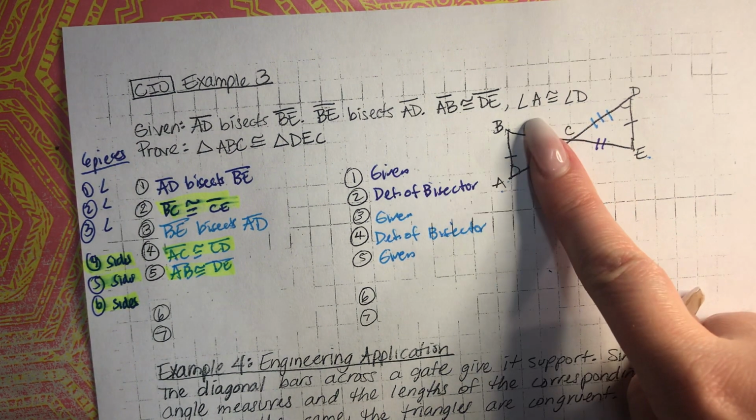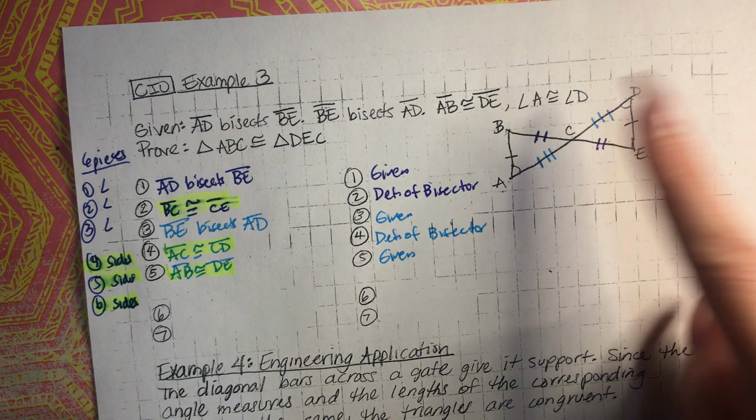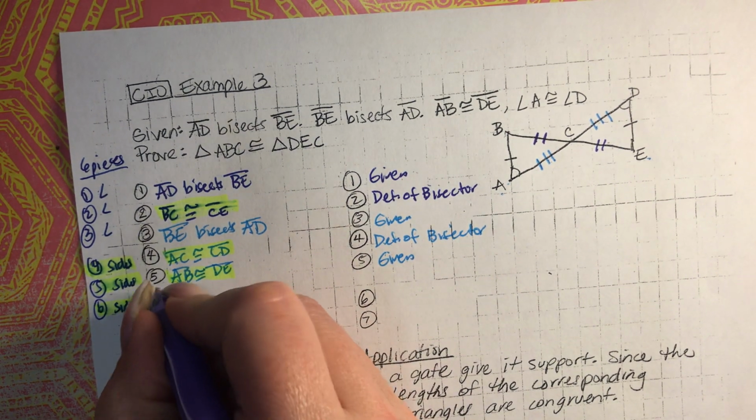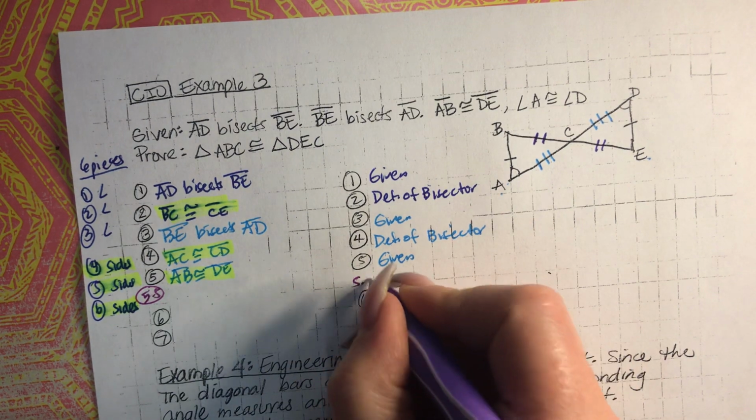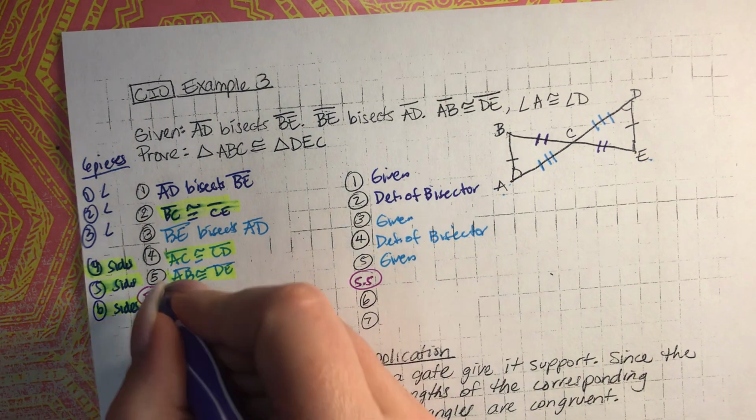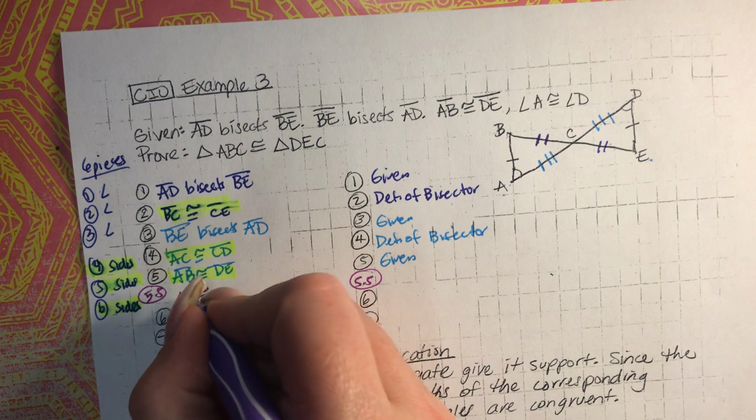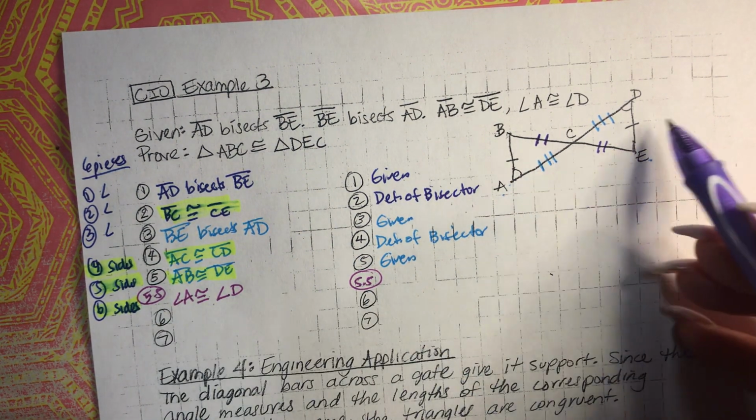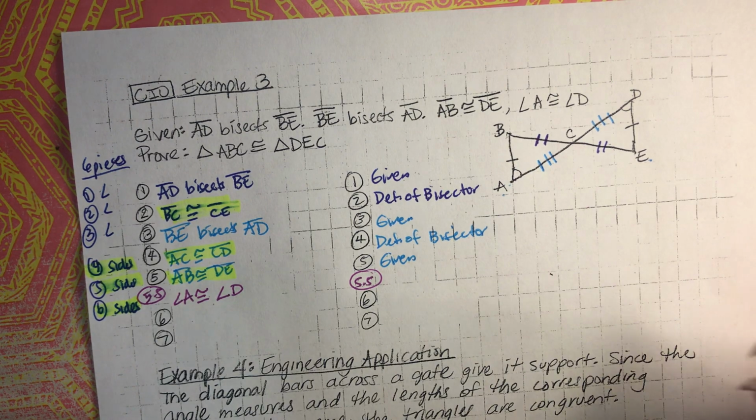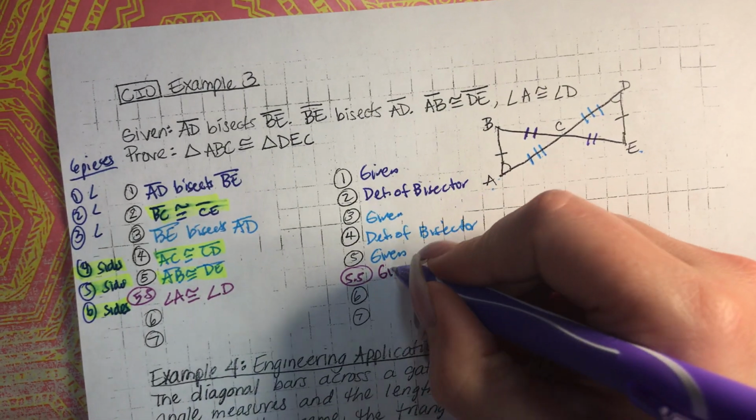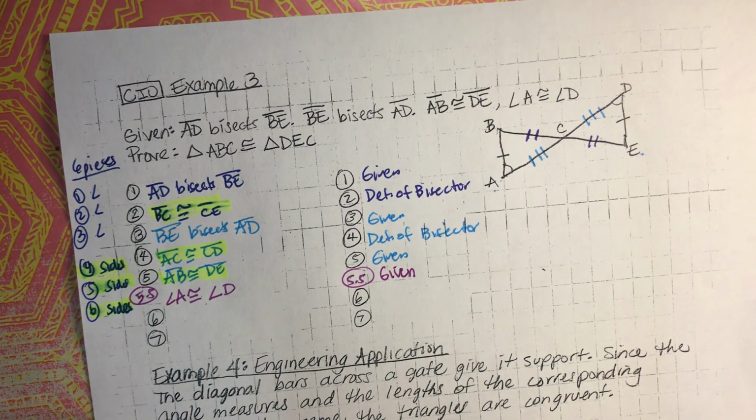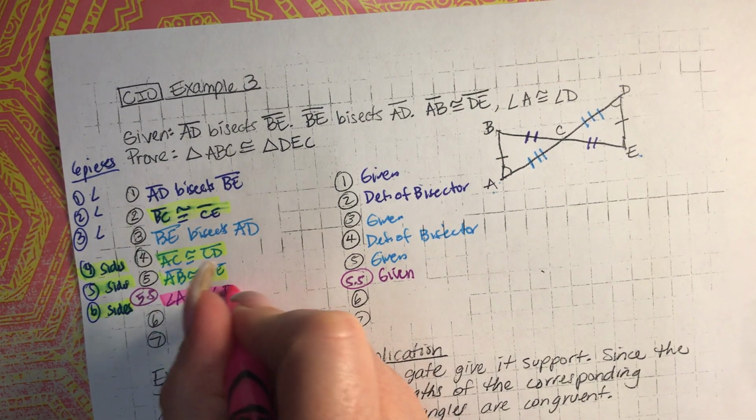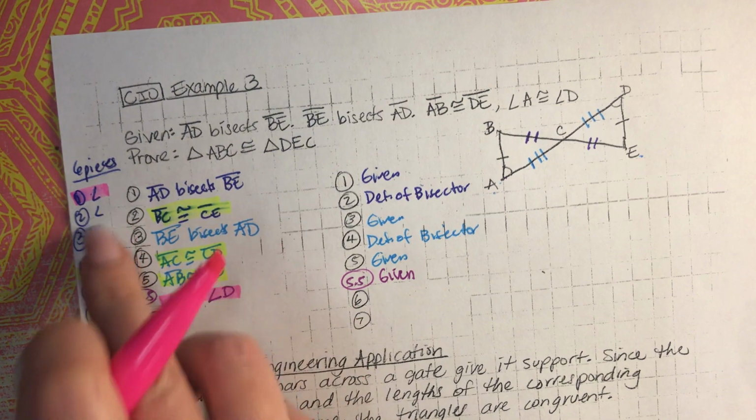What's the next piece it tells us? Just angle A is congruent to angle D. Okay, I'm going to call this 5.5 just so there's not a space there. Angle A is congruent to angle D. That's just given. All right, so we have 1 angle. So we have all three sides and one angle. We need two angles left.